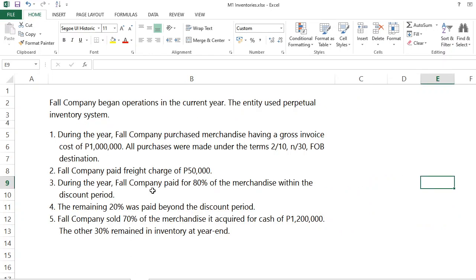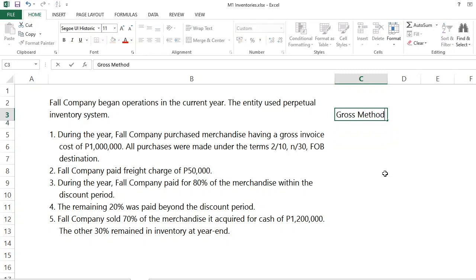Dugangan nato ang problem diri sa chapter 10. Fall Company began operations in the current year and it uses perpetual inventory system. Ang gipangutana is the accounts payable, which is very easy. So, during the year, Fall Company purchased a merchandise with a gross invoice of 1,000. So, using the gross method, accounts payable ang ginapangutana. So, you have here 1 million.